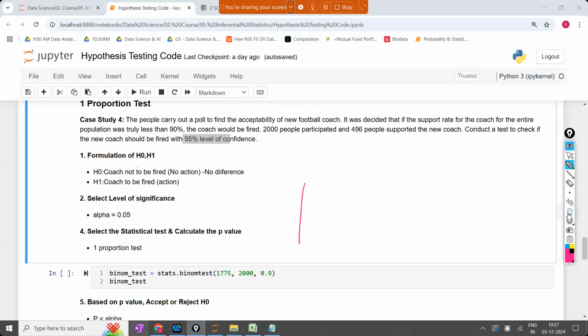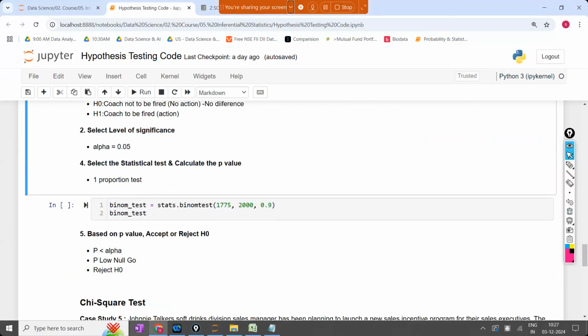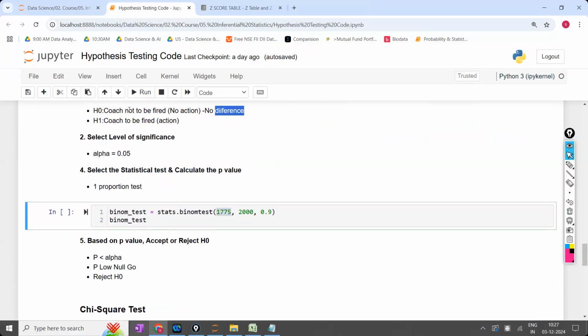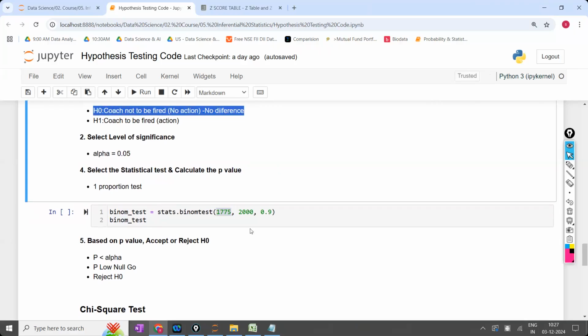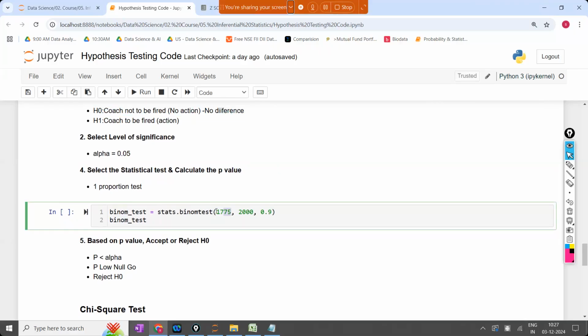So in the one proportion test, I'm going to write here stats.binom. Select the test. Select the test is completed. After selecting the test, what is the next step? Apply the test. So the test is binom test. And once I apply the binom test, I'm going to select how many people supported the coach, means how many of them favor your null hypothesis. Favorable for your null hypothesis, how many? That you have to write here.